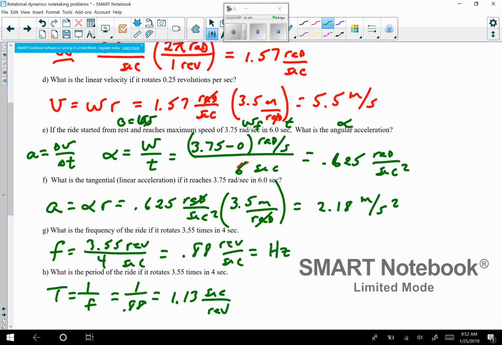Now, another way you can do it is simply flip-flop these numbers up here. Since time or period is the inverse of frequency, I could take 4, divide it by 3.55. 4 is seconds. 3.55 is revolutions. And that's going to end up giving me 1.13 seconds per revolution. And so that should be the whole worksheet there.